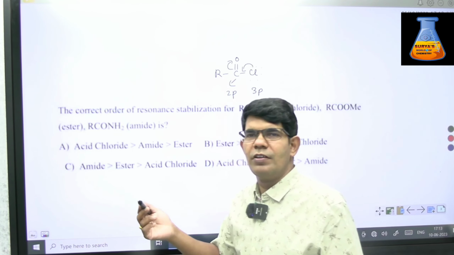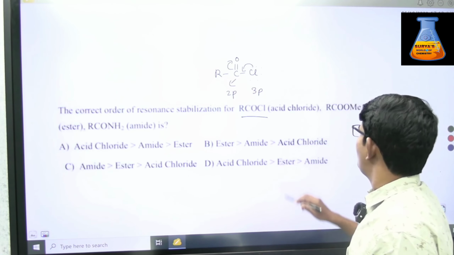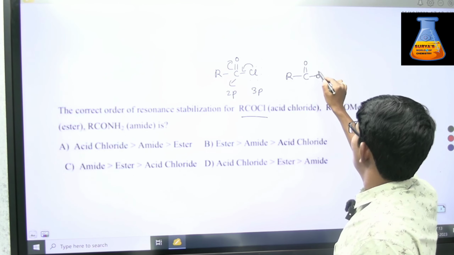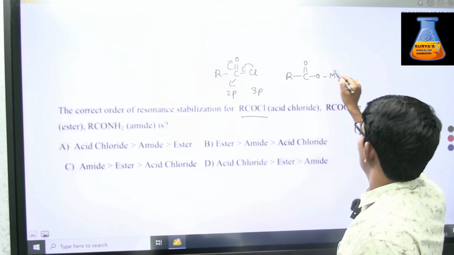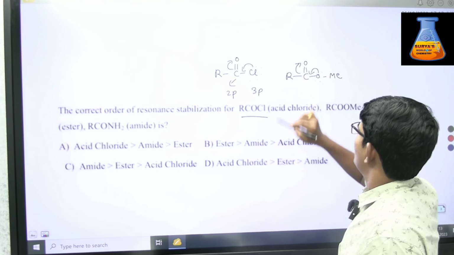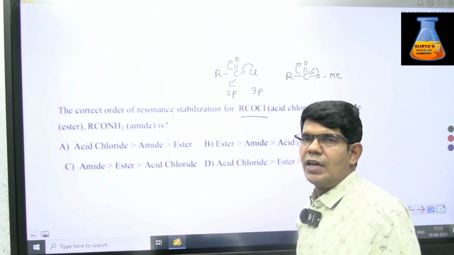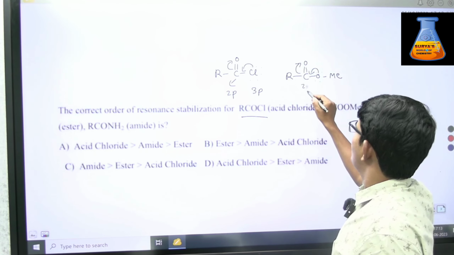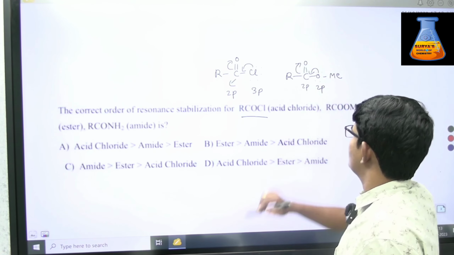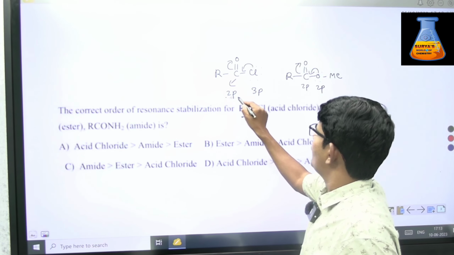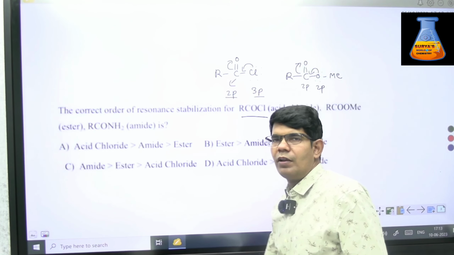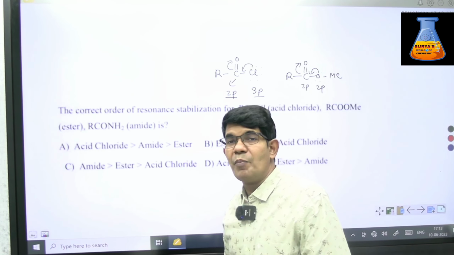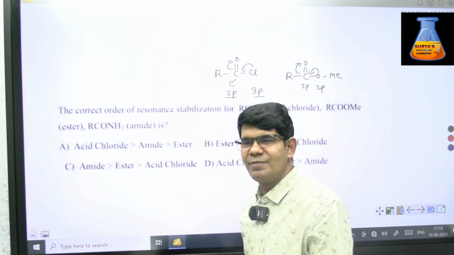Let us have a look similarly at the other functional groups. Here we have ester, RC double bond O, OMe, where the lone pair on the oxygen will be involved in resonance because it has lone pair pi conjugation. So here you have 2p orbital of carbon, and again here 2p orbital of oxygen. But when you compare 2p orbital of carbon and 3p orbital of chlorine with 2p orbital of carbon and oxygen, definitely ester will have better resonance stabilization, right?